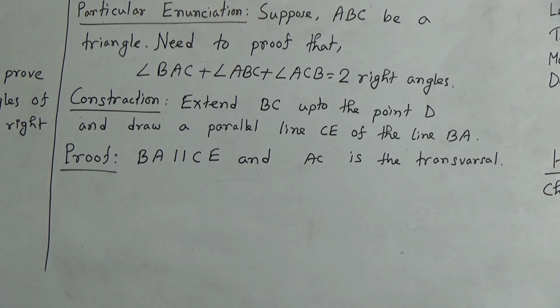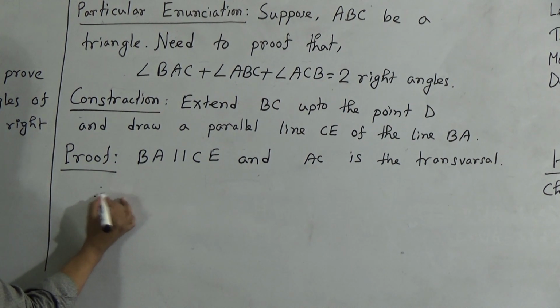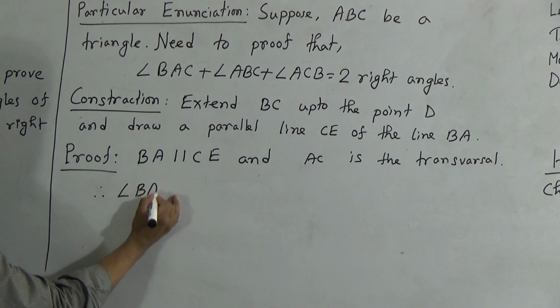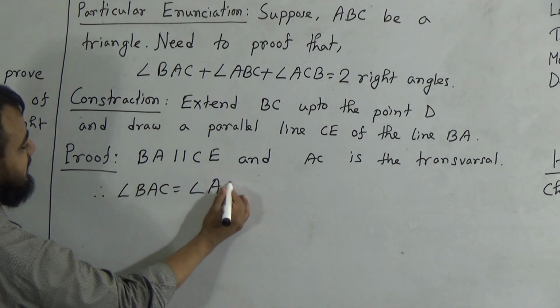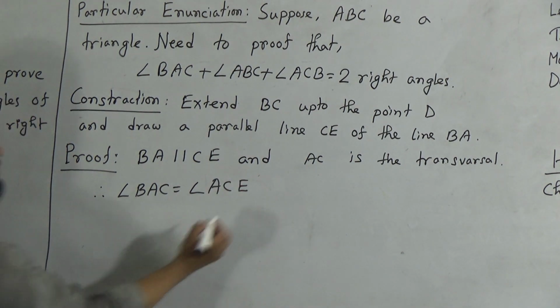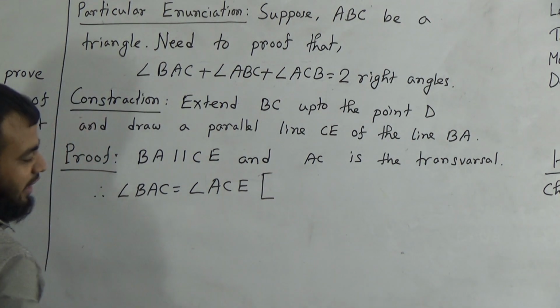Okay, I write down here BA and CE are parallel to each other and AC is the transversal. My dear students, then what can we write down? We can write down BAC. Therefore, the angle BAC is equal to the angle ACE. Why? Because the alternate angles are equal.